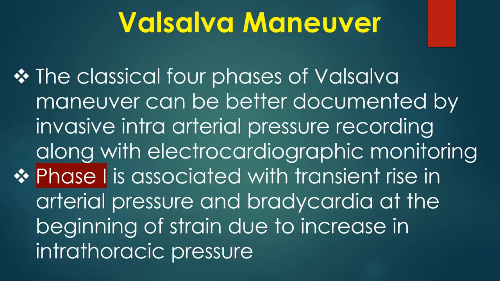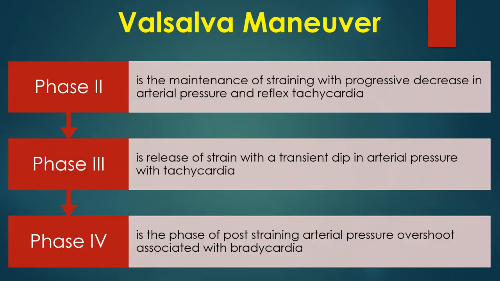Classical 4 phases of Valsalva maneuver can be better documented by invasive intra-arterial pressure recording along with electrocardiographic monitoring. Phase 1 is associated with transient rise in arterial pressure and bradycardia at the beginning of strain due to increase in intrathoracic pressure. Phase 2 is the maintenance of straining with progressive decrease in arterial pressure and reflex tachycardia. Phase 3 is release of strain with a transient dip in arterial pressure with tachycardia. Phase 4 is the phase of post-straining arterial pressure overshoot associated with bradycardia.